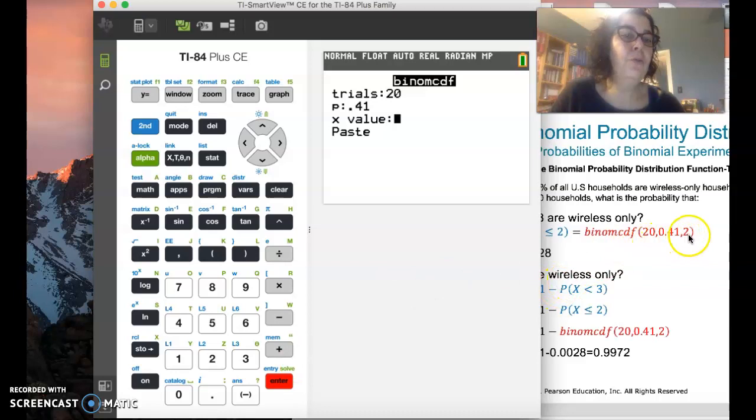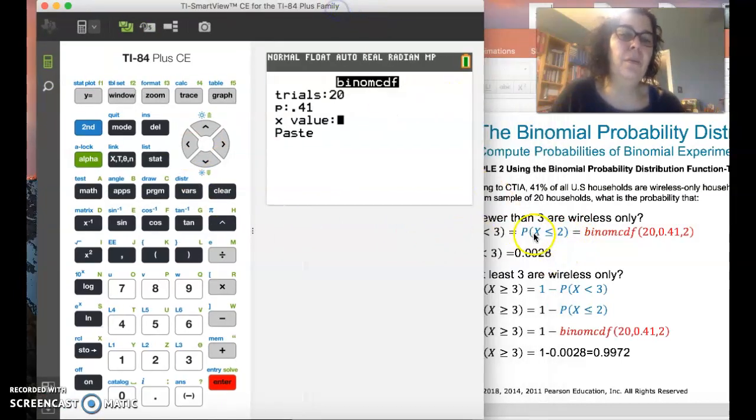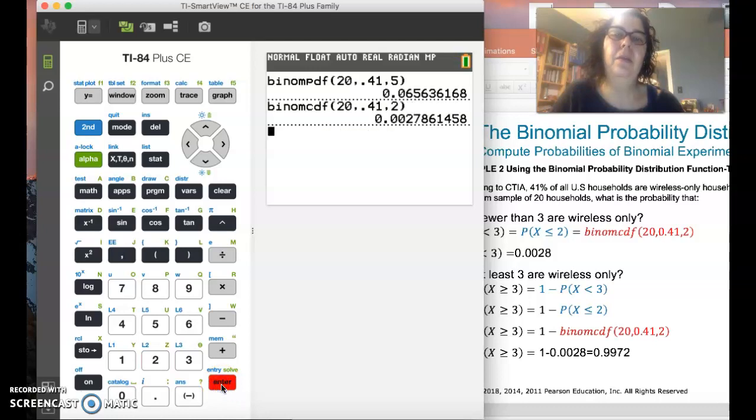The x value should be 2, whatever the x value we're seeing here, x less than or equal to 2, because this command gives us the probabilities of x less than or equal to a number. Right, that's the trick maybe. And then enter, enter, enter. So I think I rounded up here. So that will be the probability.